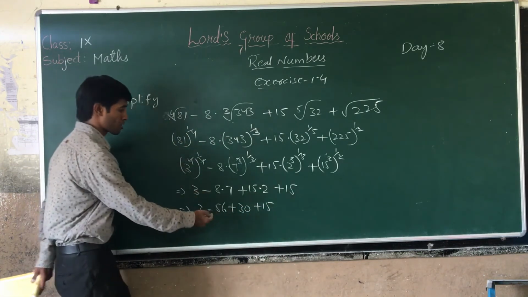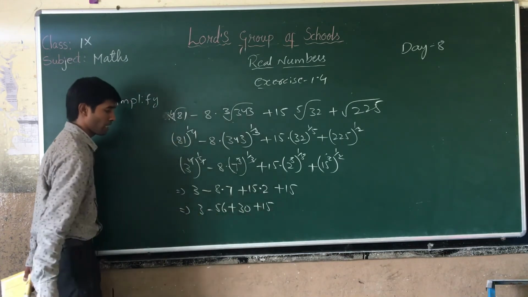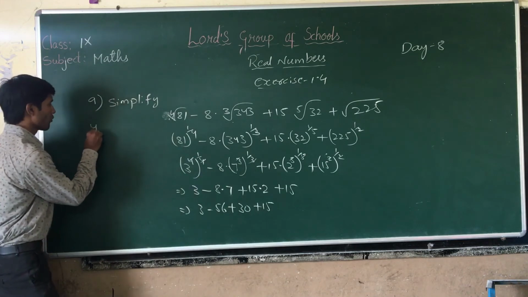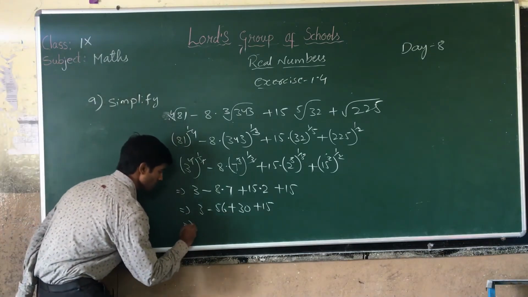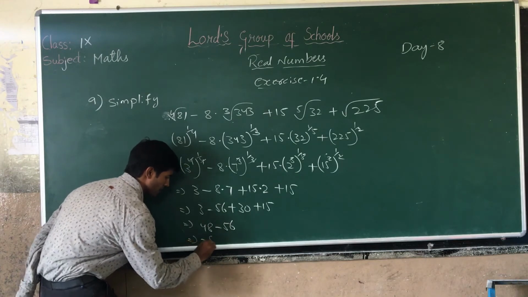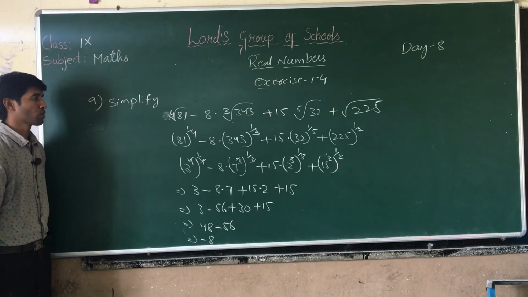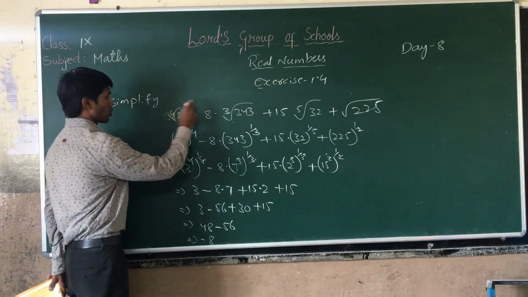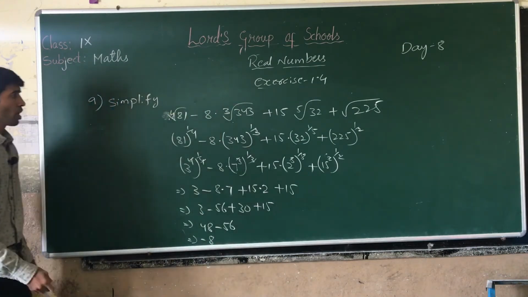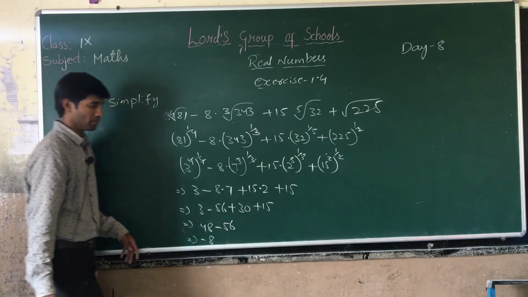Now first add the positive terms. 30 plus 15, 45. 45 plus 3, 48. So 48 minus 56, that is minus 8. Minus 8 is the solution. Like this you have to do. First remove the roots here, either it may be 4th root or 3rd root, cube root. Now let us go for the next problem.